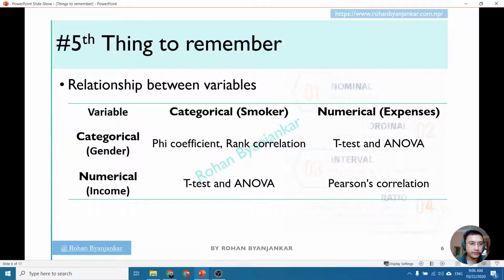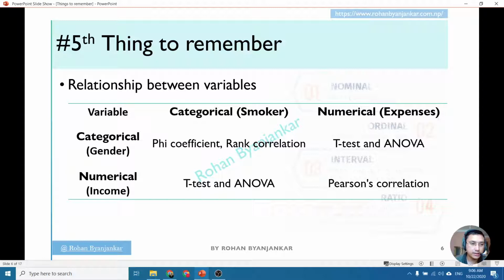If our variable is of categorical nature, if both variables are of categorical nature, then we will use phi coefficient and rank correlation. If one variable is categorical and the other variable is numerical, then we will use t-test and/or ANOVA. And if both variables are numerical, then we will use Pearson's correlation.